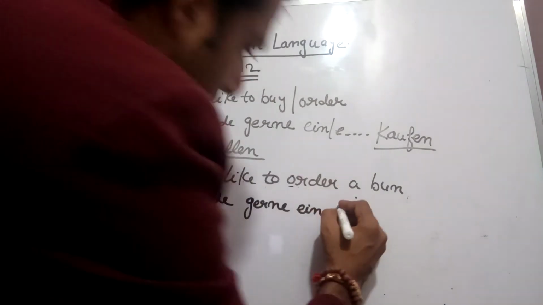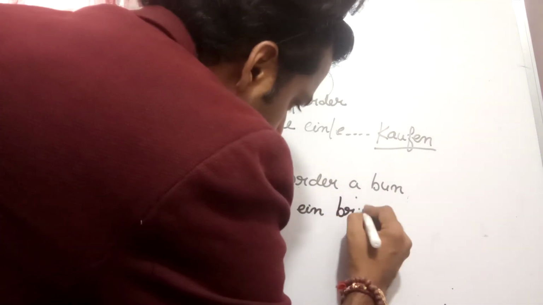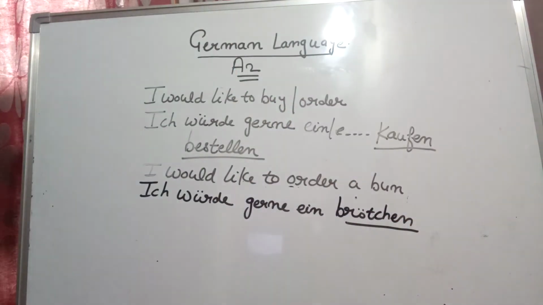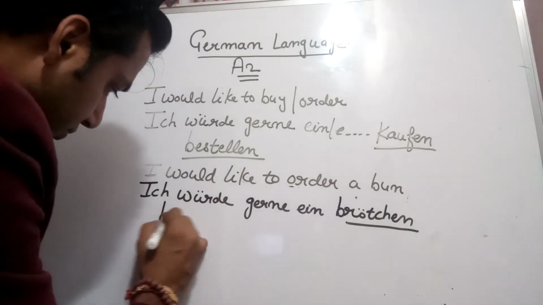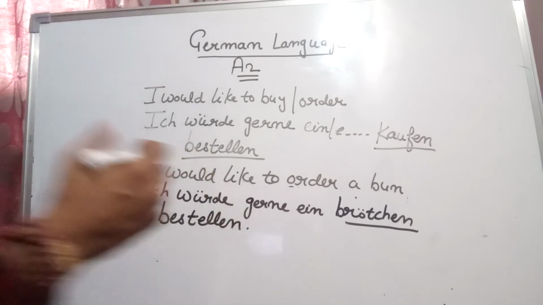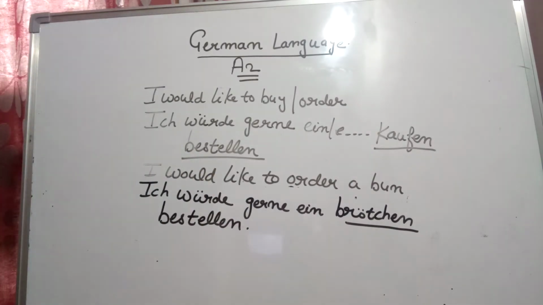Brötchen bestellen. Order. Bestellen. Is that clear to you? So I can repeat one more time. If you will say, I would like to order a bun. I would. So here I am just trying to explain to you I would like to.